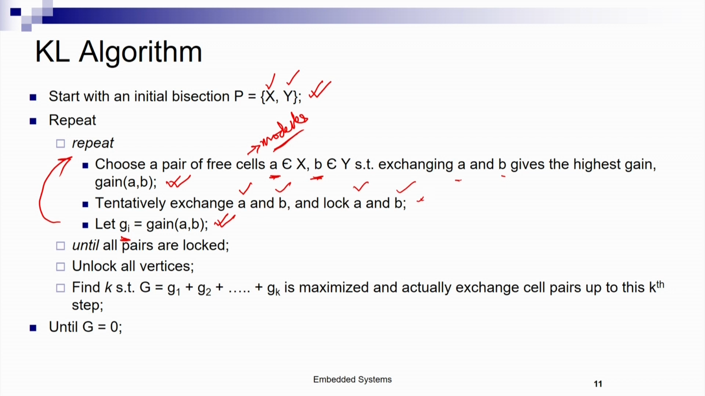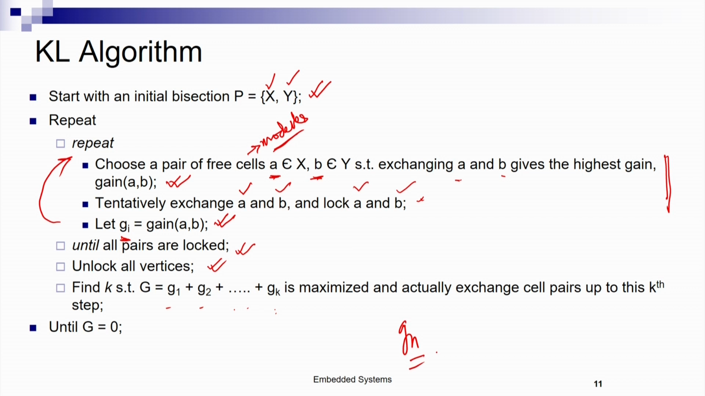Likewise, when we go on doing this, all my nodes in A and B will finally be exhausted after n moves. So, we will have n pairs, and after n such loop iterations, all my 2n nodes will be locked. Then, after all my nodes are locked, we first unlock all vertices, and when we have unlocked, we actually have a series of gains G 1, G 2, up to G k, up to G n, because we have made n exchanges.